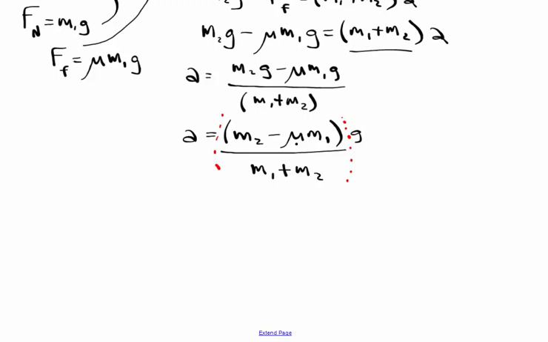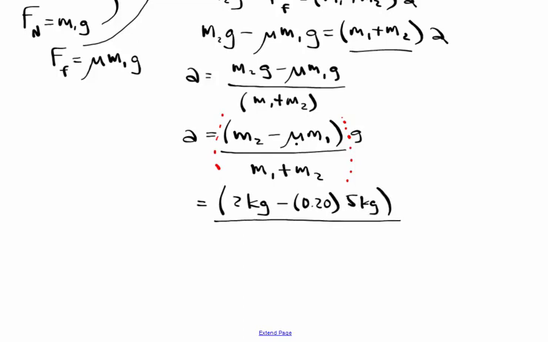And what I'm going to see is that I'm going to get some number times g. Okay, g is an acceleration, a is an acceleration. Makes perfect sense to me. So let's plug in the numbers and see what we get. m2 is 2 kilograms. Mu is 0.2. And we've got 5 kilograms. And the total mass is going to be 5 kilograms plus 2 kilograms. Let's not forget 9.8 meters per second squared over here.